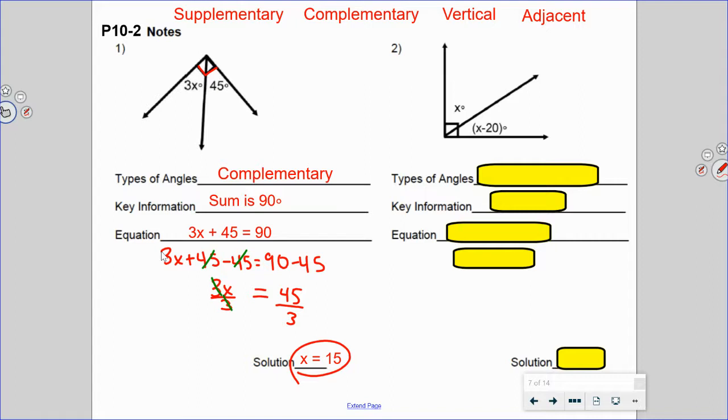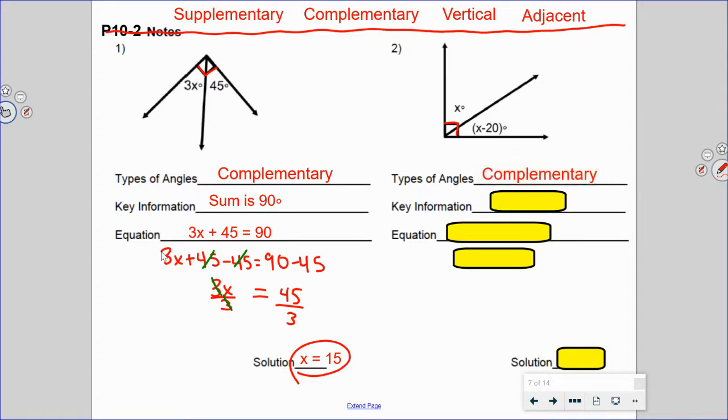Onward. So notice the words that I've given you up at the top. Let's see here, example 2. Okay, adjacent, there it is again. Once again, these are complementary, and therefore these angles have a sum of 90 degrees. Now that means if we add up x plus another x minus 20, you're going to equal 90.